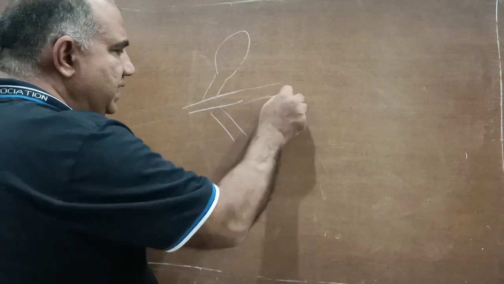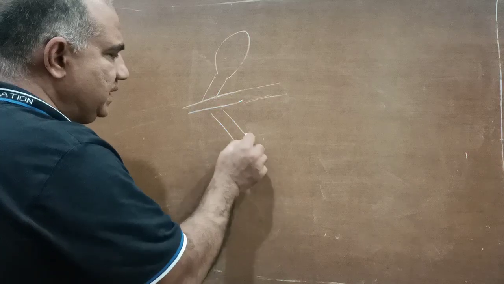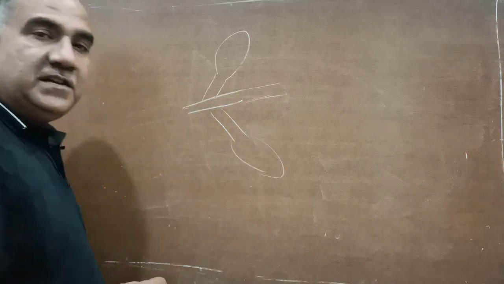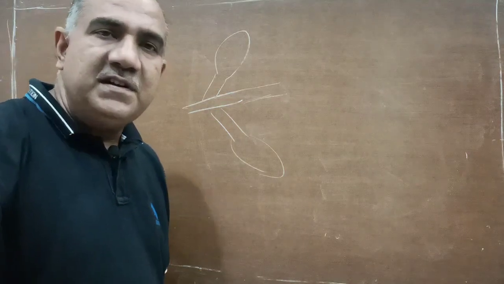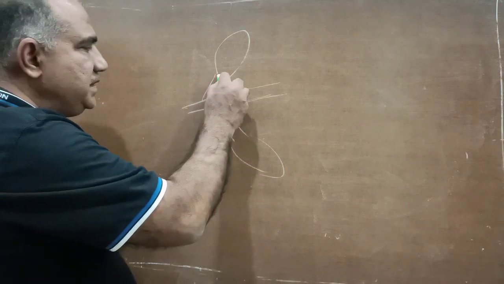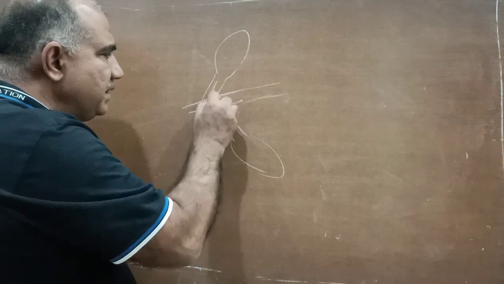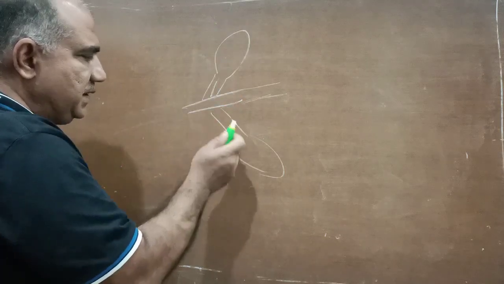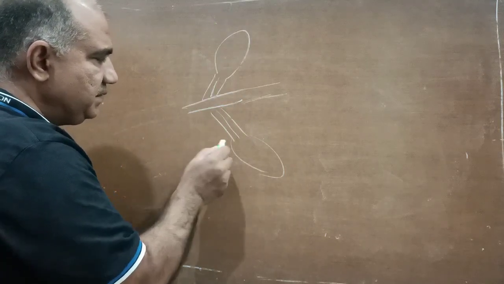See, time and again I have told you my drawing is very bad, but that does not make any difference. So far as understanding of the concept is concerned, it will be crystal clear. See, this is called base of leaf. This is leaf, this is base of leaf. This is leaf and this is base of leaf.